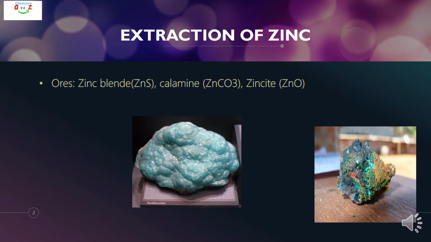Here is one more ore picture. This is the zincite ore, or we can say zinc oxide, and the formula is ZnO. So students, there are three main ores of zinc. The first one is zinc blende, the formula ZnS. Another one is calamine, the formula ZnCO3. And the third one is zincite, ZnO.